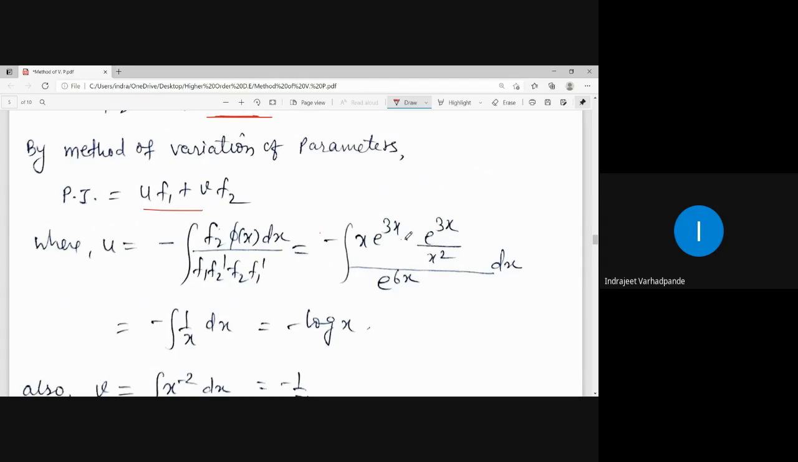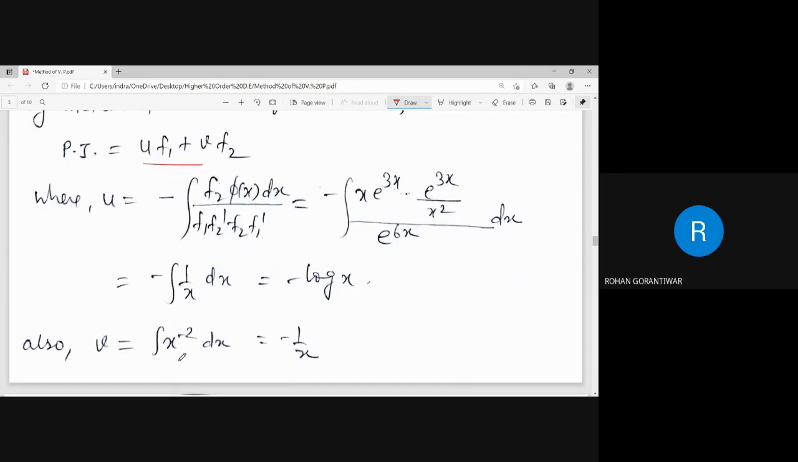x e to the power 3x into e to the power 3x upon x square, whole divided by e to the power 6x. E to the power 3x into e to the power 3x will become e to the power 6x. That e to the power 6x gets cancelled. x upon x square leaves 1 by x. Integration of 1 by x is log x. Minus sign as it is. Clear up to this? Yes, sir. The value of u is minus log x.